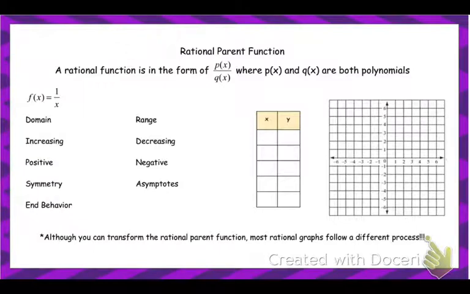So polynomials are your quadratics, your linears, and then any other combination of just your basic normal terms. That could be the denominator or numerator for a rational function.